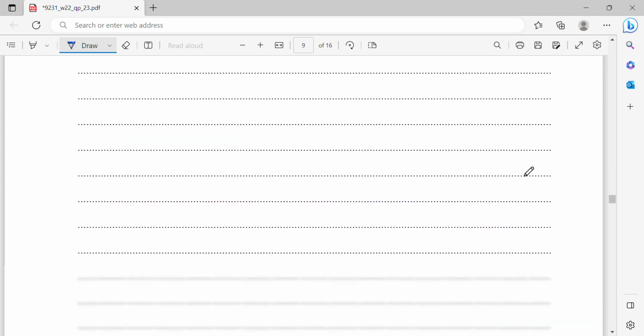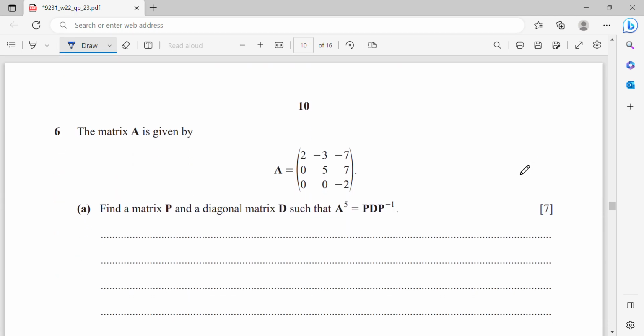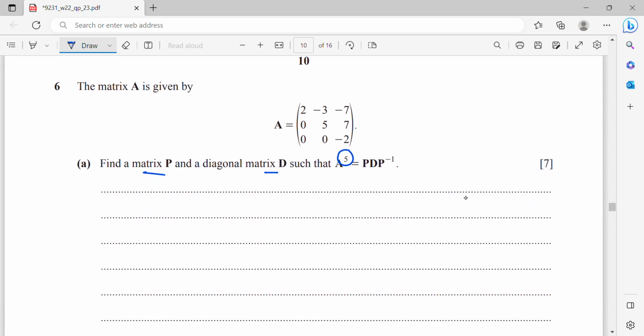Okay, so let's move on to question 6. The matrix A is given by A equals to this. Find the matrix P and the diagonal matrix D such that A to the power 5 is PDP inverse. First of all, we need to get the lambda values, the eigenvalues and eigenvectors. So we start with the determinant of A minus lambda I equals to 0.